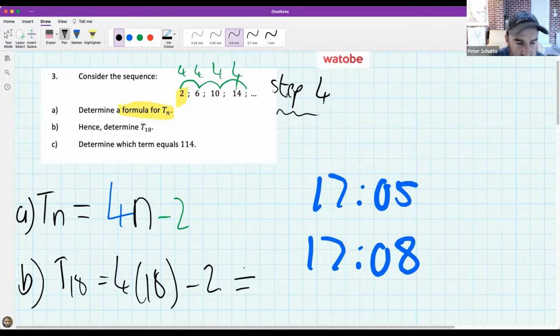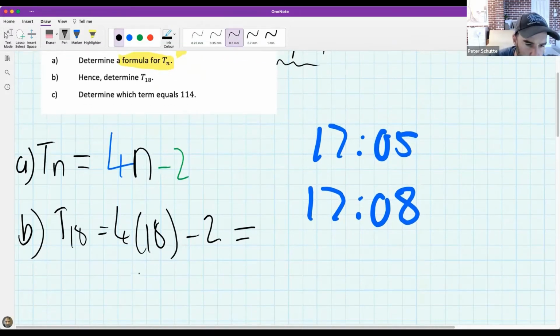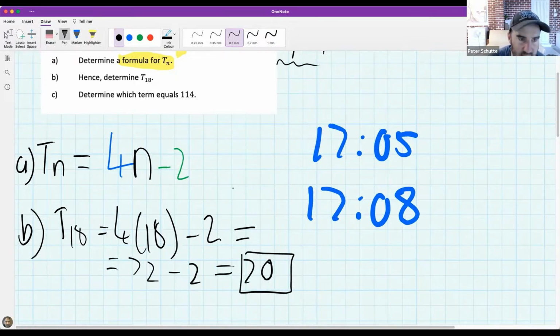70. So let's have a look. Yes, 8 times 4, I think I would get... let's have a look. 8 times 4 is 32 minus, so this would be 72 minus 2. I agree, we get 70. And so the 18th term in the list is 70.